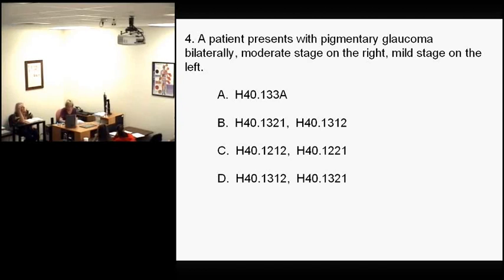No, B is 1321. Oh, no, that's 1312. Well, that's weird. Well, I think they put the worst first. That's probably true. So it might matter. You should put your most severe one first.